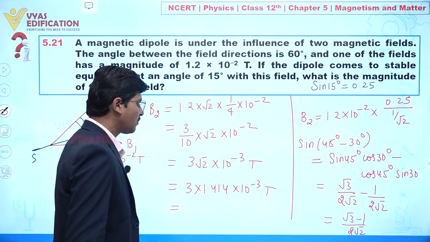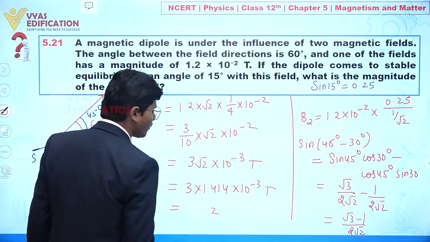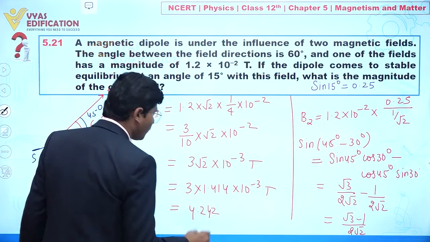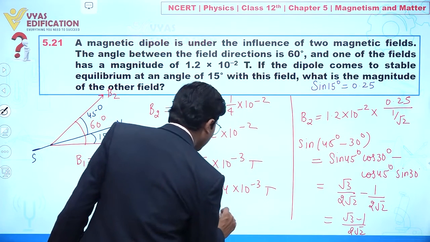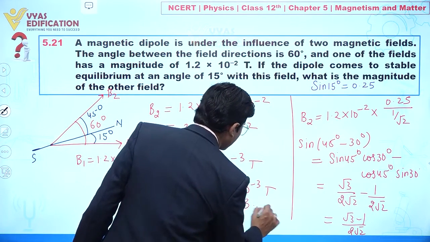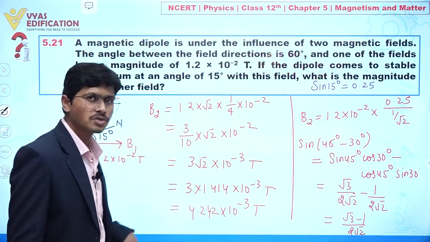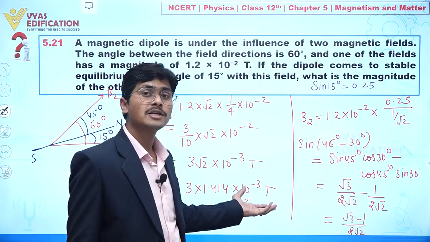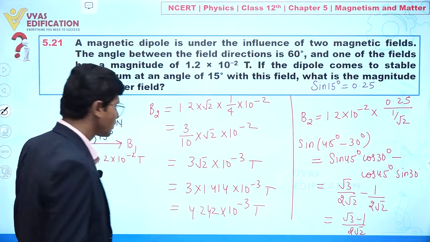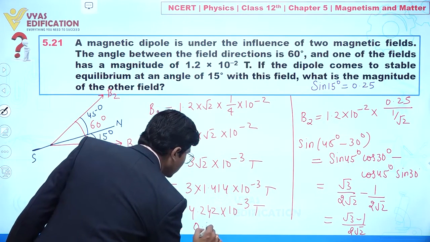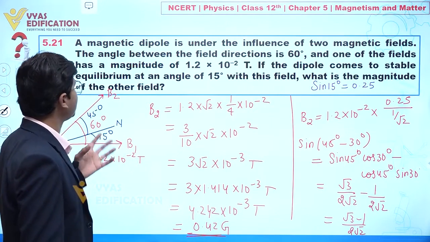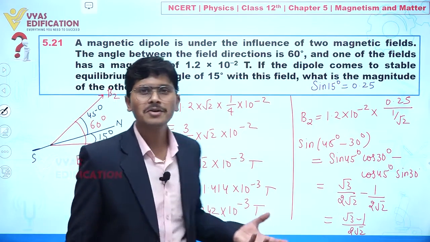So if you multiply it, we have 4.242 into 10 to the power minus 3 Tesla. You can convert into Gauss also, because 10 to the power minus 4 Tesla is equal to 1 Gauss. Clear? So from here we can say this is 0.42 G. So I can say this is the value of B2. Clear? So this is all about this question.